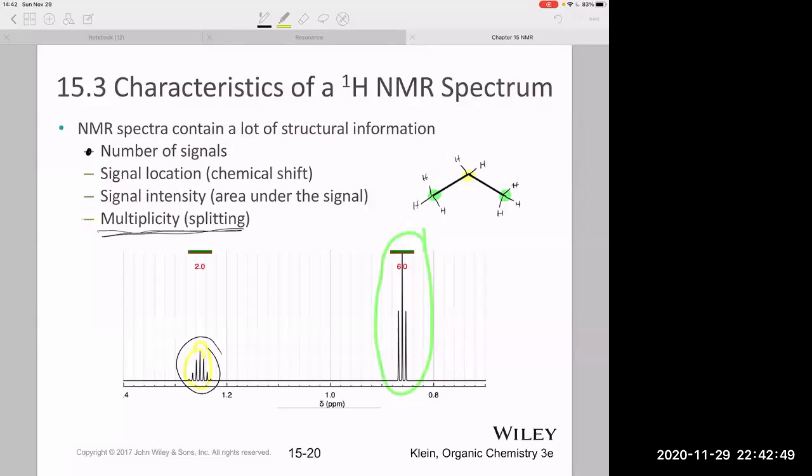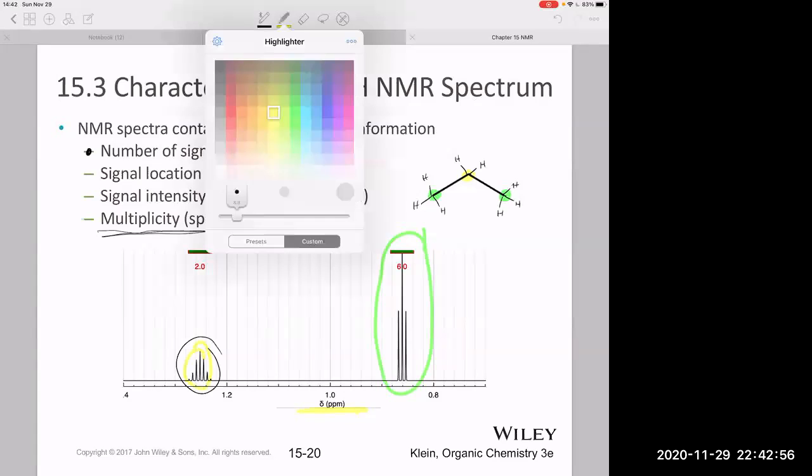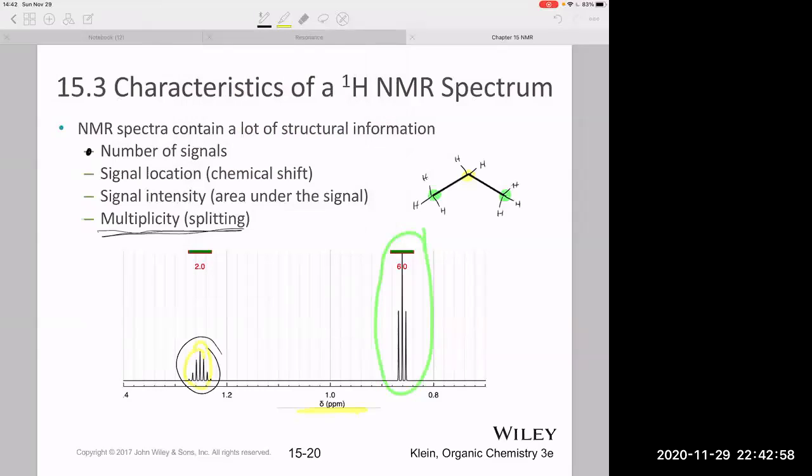Just like before, the location where they fall on this chemical shift spectrum will tell us a little bit about the environment of those hydrogens. And then the intensity, or the integration value, will also tell us a little bit about our molecule, specifically how many hydrogens correspond to a particular set of peaks. And then the multiplicity, which we'll talk about in a second, but what you want to have in your mind is that it corresponds to the number of neighbors.